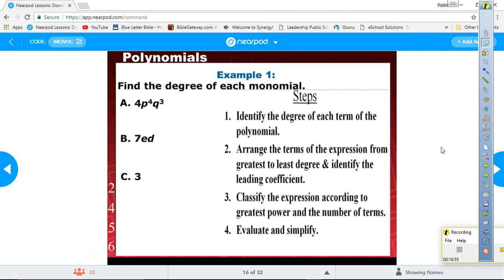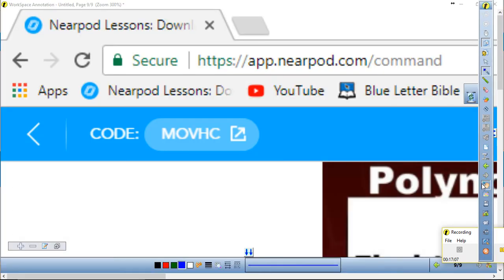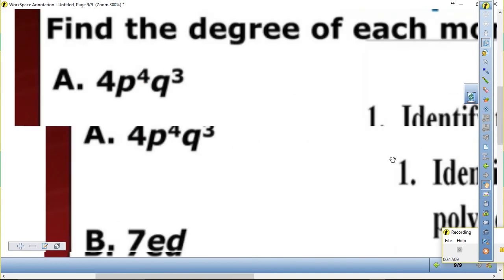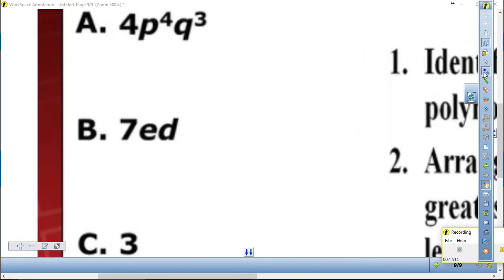Look at this one. Don't write this down. Example 1 says, find the degree of each monomial. So, don't say it out loud. Speak to yourself. Look at those 3. Do you have a number for this one already? Yes. This one? Yes. And this one? Yes. Tell your neighbor, please.